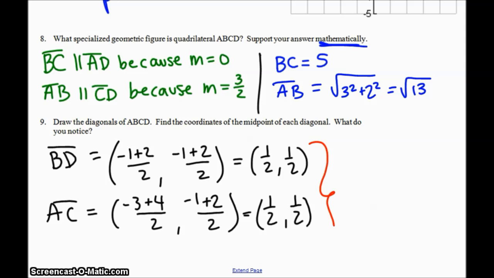So because these are the same, because the midpoints are the same, the diagonals bisect each other.